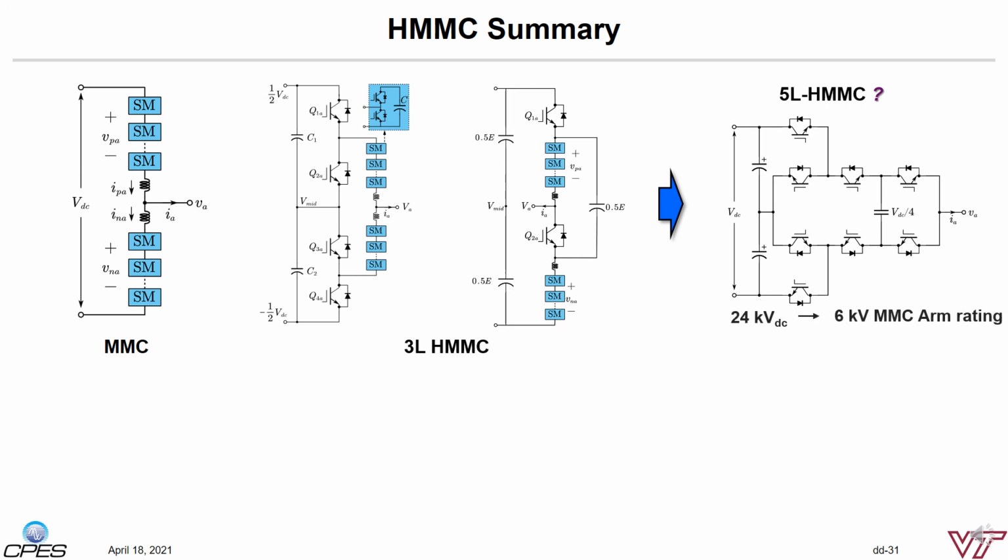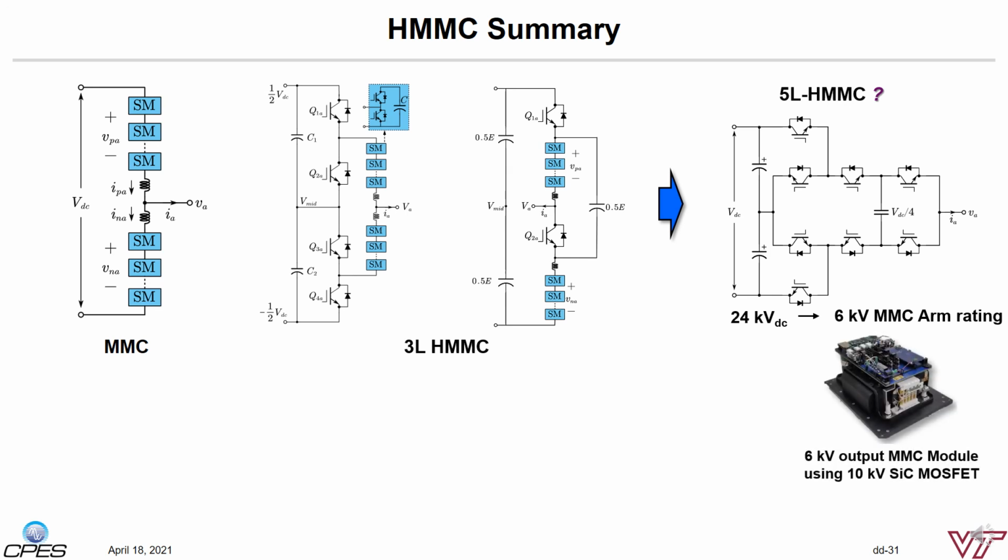If we consider a 24 kV DC voltage, then each arm in the five-level HMMC only needs to provide 6 kV output. CPES recently developed a 10 kV silicon carbide MOSFET-based MMC submodule, which can deliver a 6 kV output. So it means that we just need two of such modules in each phase to construct a 24 kV medium voltage converter, which delivers a high fidelity AC output. All the high frequency switching actions can be pushed to these two silicon carbide MMC modules per phase.